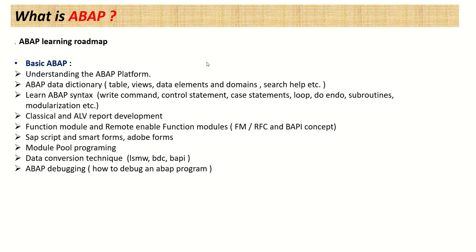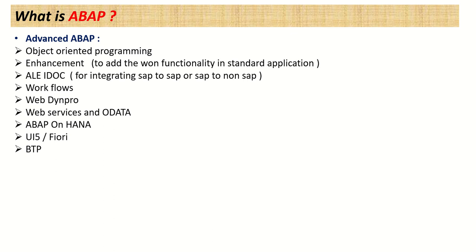So once we have some expertise in the basic ABAP area, then we can move on to the advanced topics. In the advanced, we can learn OOPS, that is object-oriented programming. We can learn the enhancement, which I explained. Then we have to learn ALE, IDoc, workflows, web dynpro, web services, OData, and nowadays it is very common to have ABAP on HANA, UI5, Fiori, BTP.